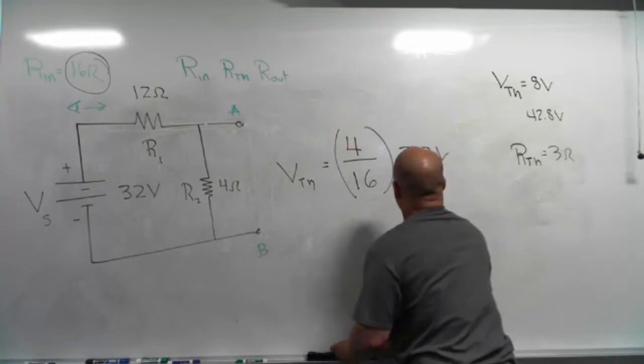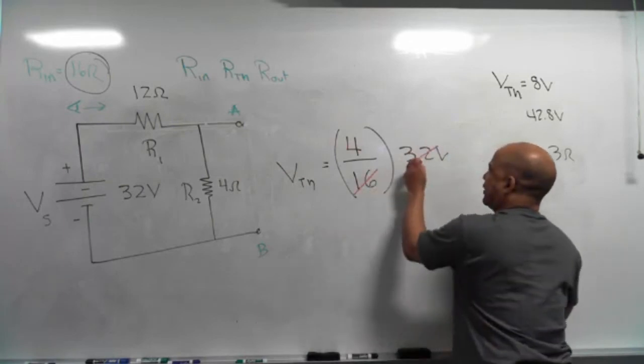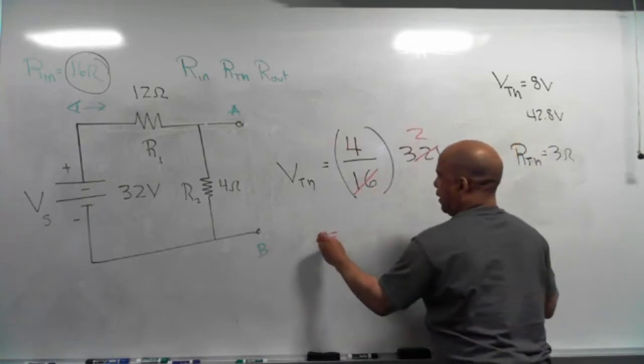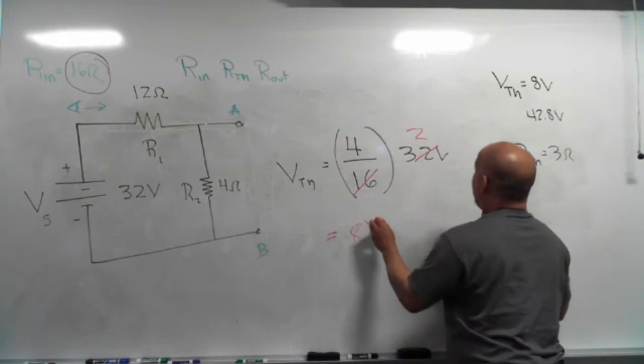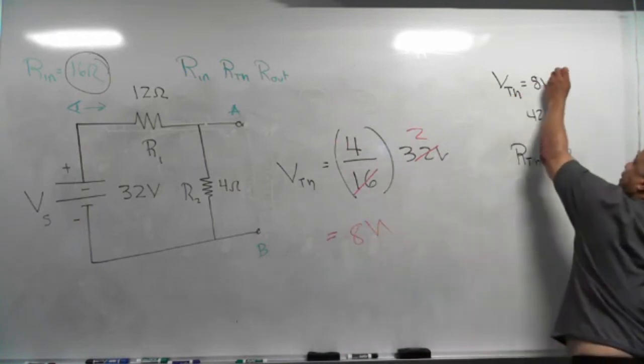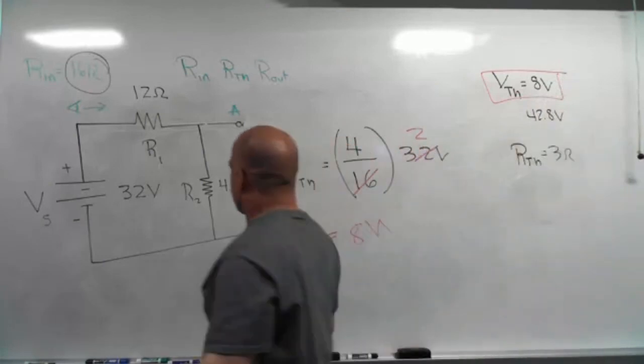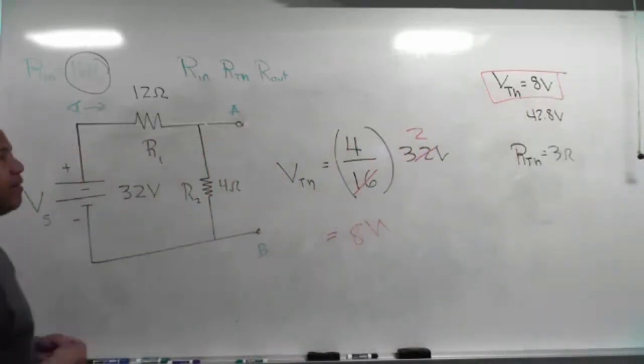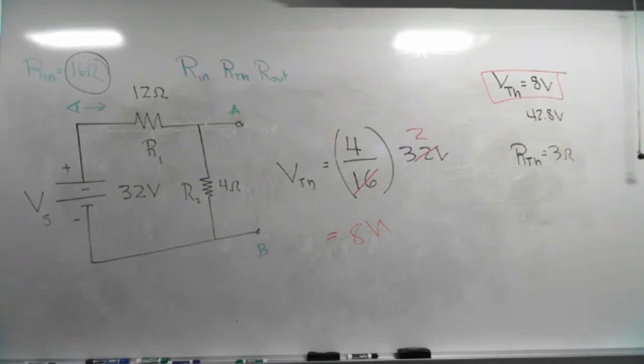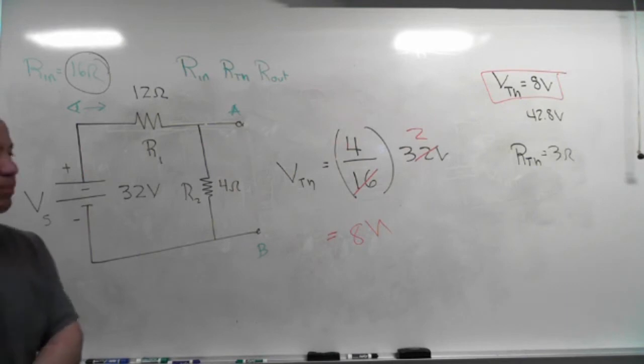So if I divide out this, divides out this 2, and 4 times 2 is 8 volts. So whoever got this, your VTH is 8 volts. If you got something other than 8, try to figure out what you did and understand why it's 8. Questions over VTH?